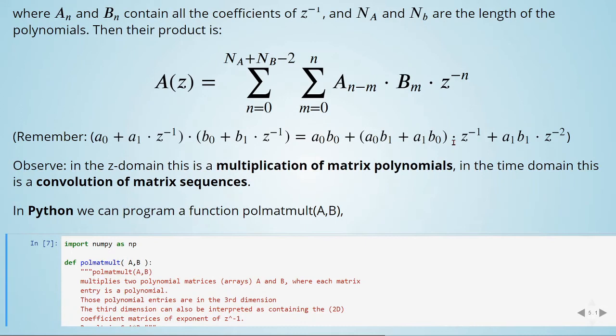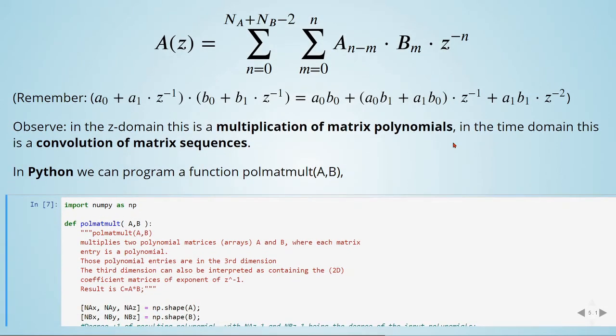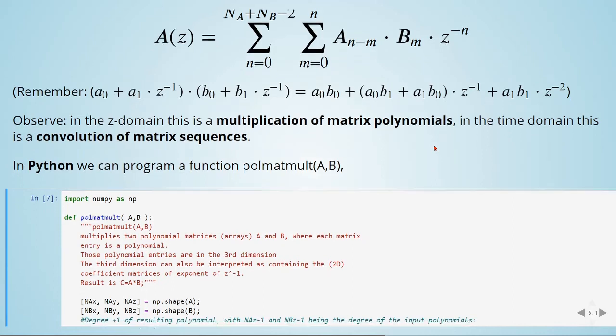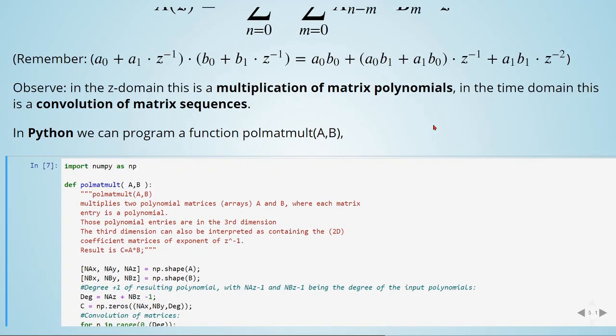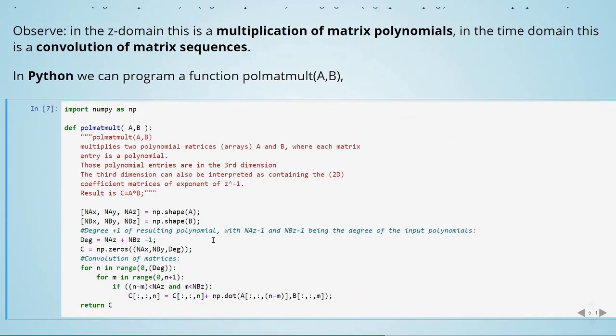So now what we can do is to write a Python function that will be called polymatmult. So it multiplies two polynomial matrices, so the arrays A and B, where each matrix entry is a polynomial itself. So those polynomial entries are in the third dimension. And the third dimension can be interpreted as containing the coefficient matrix of exponents of z to the power of -1.